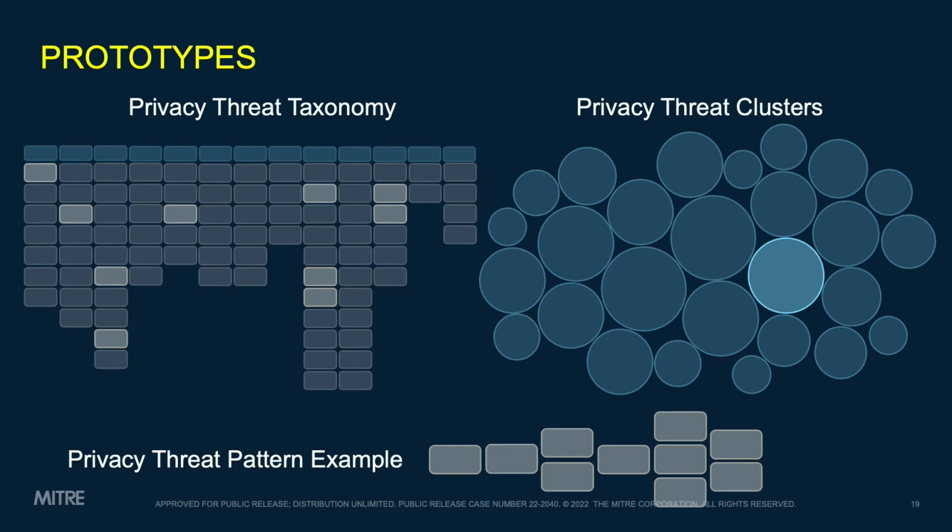So the patterns are developed by taking a privacy threat cluster, mapping it to the privacy threat taxonomy, and then taking the results of that mapping and assembling it into a linear or semi-linear kill chain. So basically, clusters can be mapped to the taxonomy, and that mapping creates a privacy threat pattern, which are similar to design patterns. All of this is going to make more sense in a moment when we go through an example. I just wanted you to understand the interoperability of the 2 prototypes and how they relate to the privacy threat patterns.